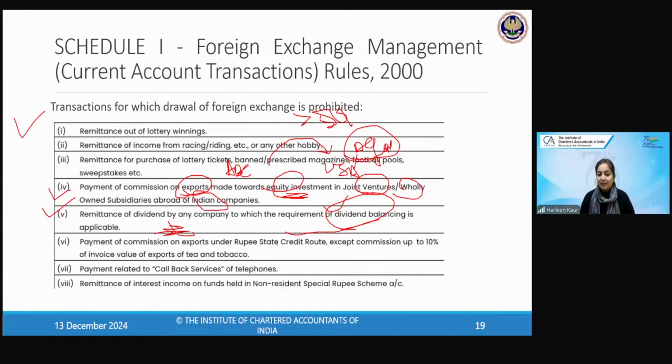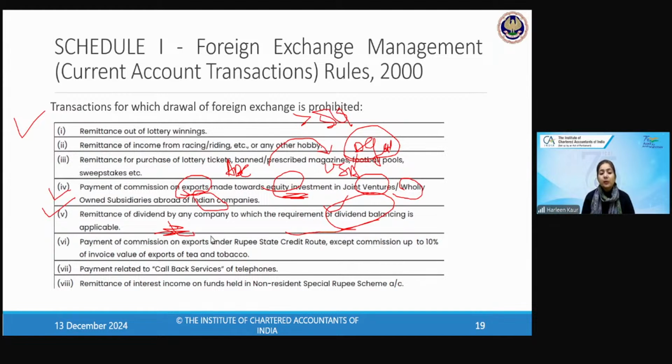We'll do the dividend balancing, although it is not now applicable. So any such kind of remittance of dividend which you are doing where dividend balancing is applicable, that is also strictly prohibited. Means you cannot do this kind of thing where you are doing a dividend balance.